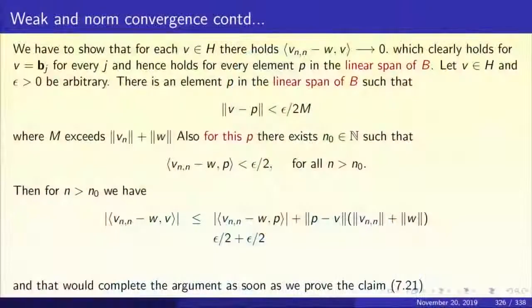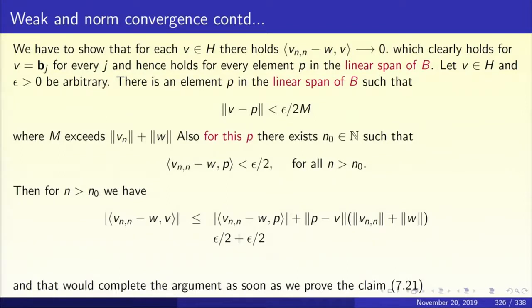(Vn - W) dotted with V in absolute value is less than or equal to, applying the triangle inequality, adding and subtracting a P, (Vn - W) dot with P plus (Vn - W) dot with (V - P). Apply Cauchy-Schwarz for the second factor, we get norm of P minus V into norm Vn plus norm W, but norm Vn plus norm W is less than m and norm of P minus V is less than epsilon by 2m. So all in all, the first piece is less than epsilon by 2, and so all in all we get that the whole thing is less than epsilon for n bigger than n naught.